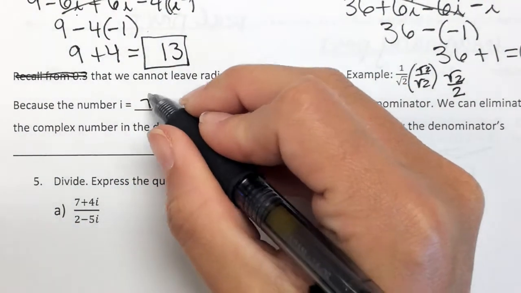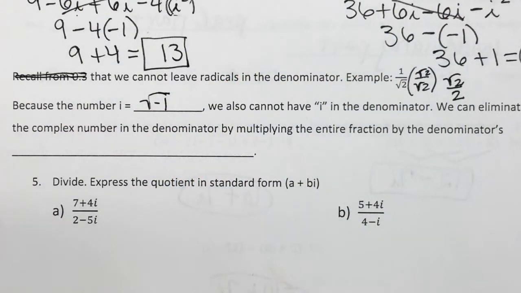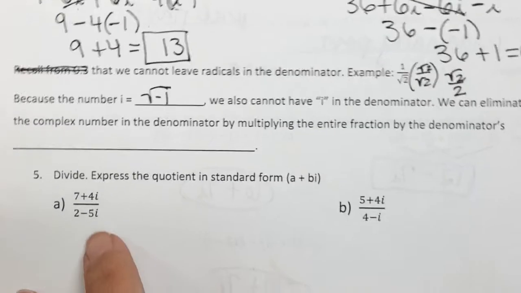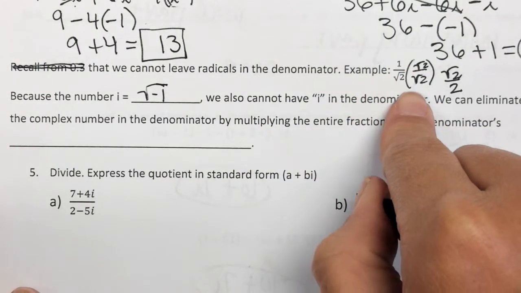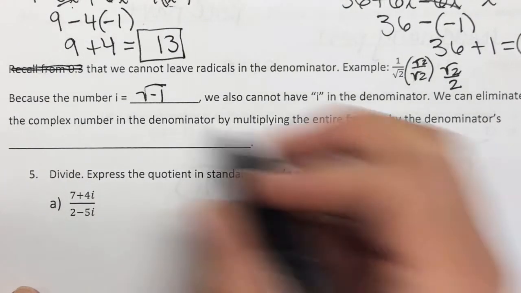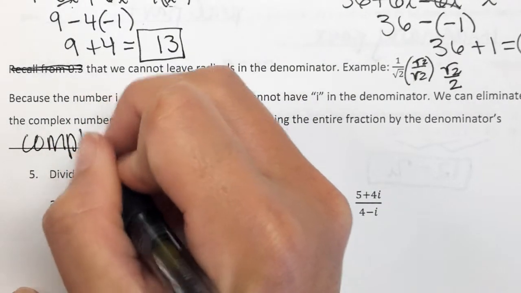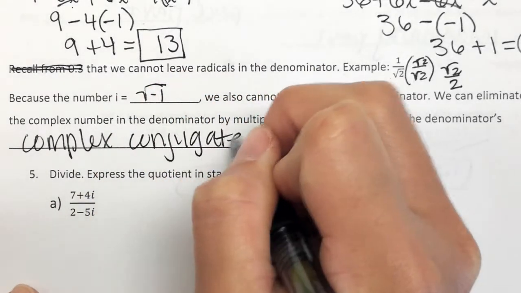Square root of -1. i squared is -1. We also can't have i in the denominator because it's the same thing as a square root, same thing as a radical. So anytime we see an i in the bottom, we're going to have to multiply the whole equation, just like we did this one, to get rid of it in the denominator. And to do that, we multiply the fraction by the denominator's complex conjugate. So just like we've been working on with the folding stuff.